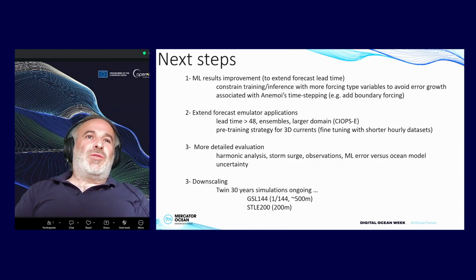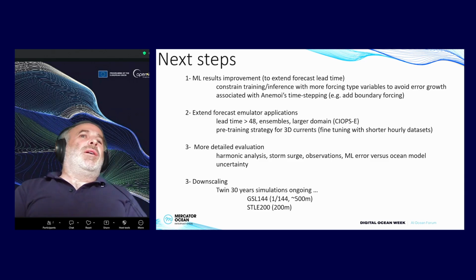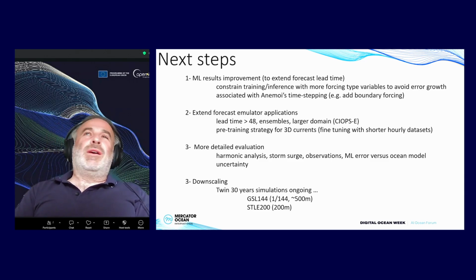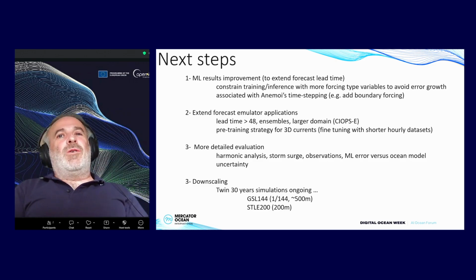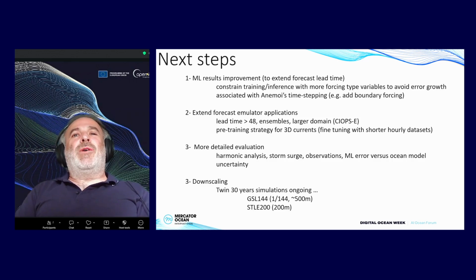And we want to increase the lead time, like I just said. We want to extend our applications to ensembles and increase the domain size. For the 3D currents, we won't have a pre-training strategy because we cannot save hourly 3D outputs. It would be very hard to manage. So we could do shorter runs for fine tuning with the barotropic baroclinic separation I mentioned earlier. And we want to go for more detailed evaluation.